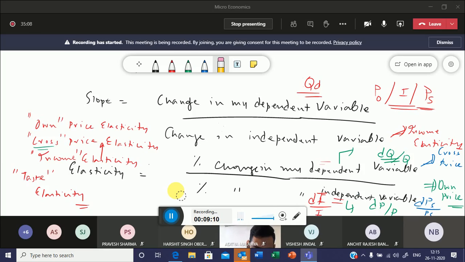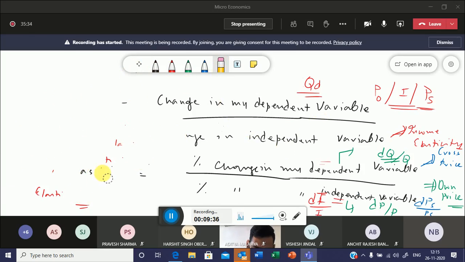Cross price elasticity depends upon what type of goods we are considering. If the goods we are considering are complements in nature, then the cross price elasticity is negative. If they are substitutes in nature, cross price elasticity is positive. Is that clear? Okay, now let me also tell you three other concepts, which are elastic, inelastic, and unit elastic.